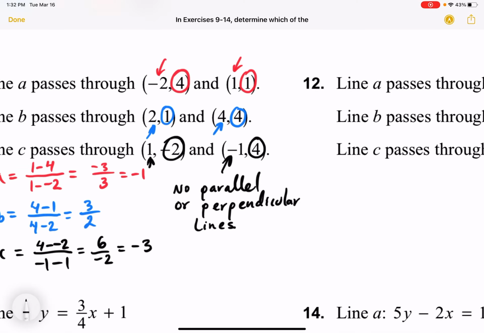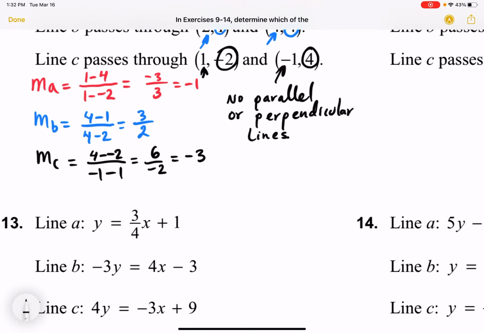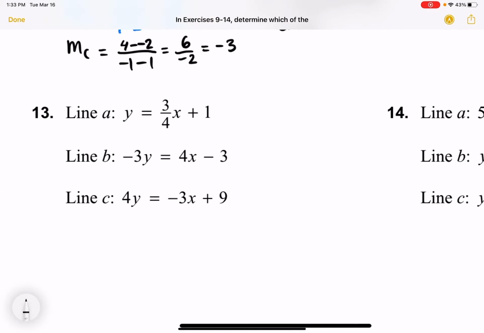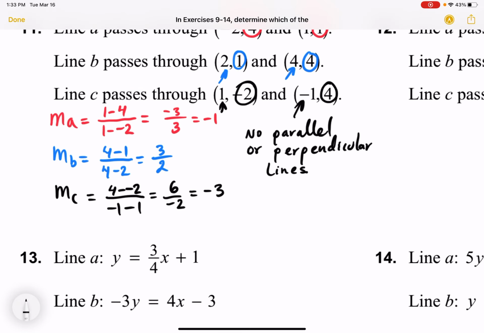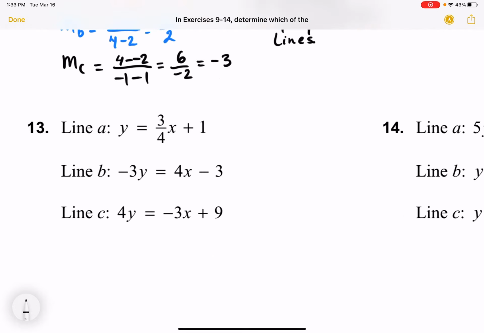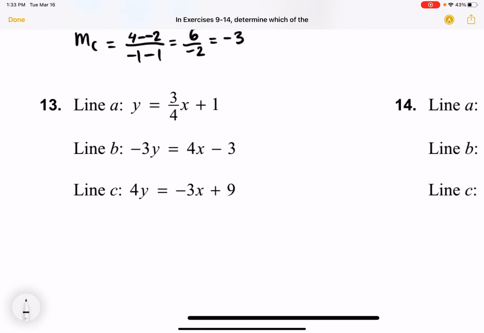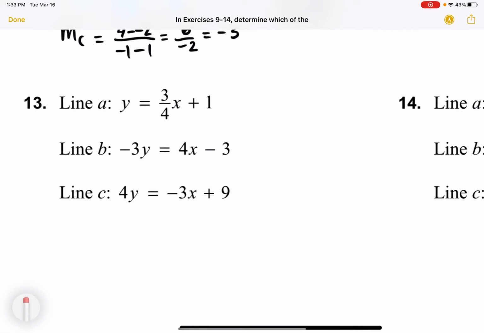Okay, we could do the same thing if we had another example, but let's go ahead and jump to this one. Remember that the definition of parallel lines is that the slopes are the same, and the definition of perpendicular lines is that the slopes are negative reciprocals. And so looking at problem number 13 here, we know that the slope of a line is the number next to the x. So here, the slope of this line is 3/4.